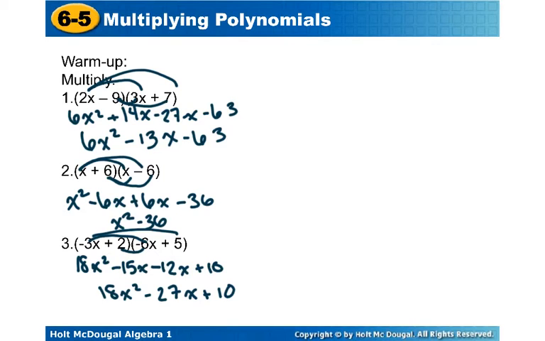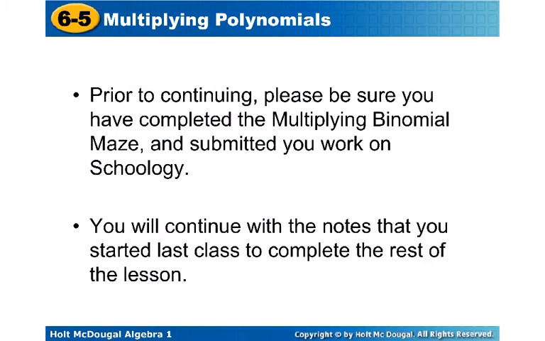But what you guys are going to be doing today is continuing on with lesson 6.5. So please make sure, prior to going through this, that you completed the multiplying binomial maze and submitted your work on Schoology. The notes that you started last class will be the same ones you're going to be completing for this class. So if you printed them out, you're going to need to get them out right now. If you started taking your own handwritten notes, please get them out. Or if you started using DocHub, please open up your document. But we're going to continue on.